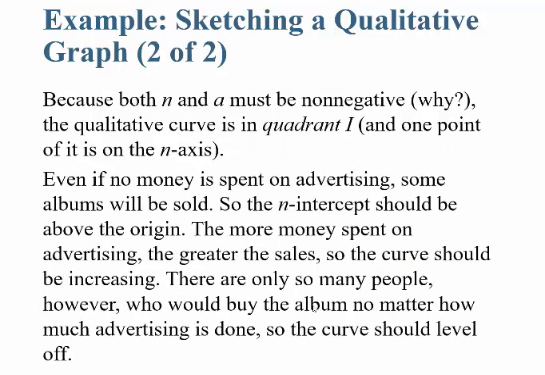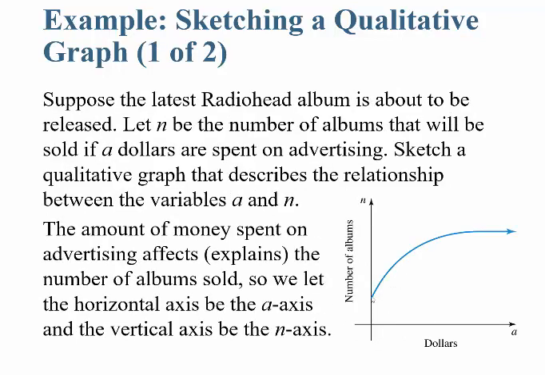All right, so both N and A must be non-negative, right? Why? Because you can't spend negative dollars on advertising, and you can't sell negative albums, right? The qualitative graph is in that first quadrant. All right, so notice how I first have the number of albums sold up here, right? Not down at zero, up here.